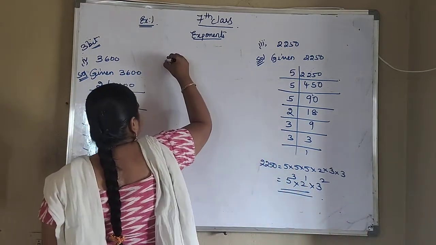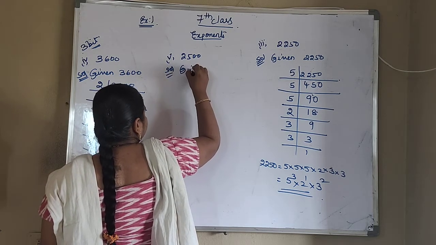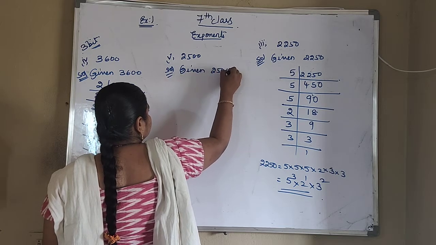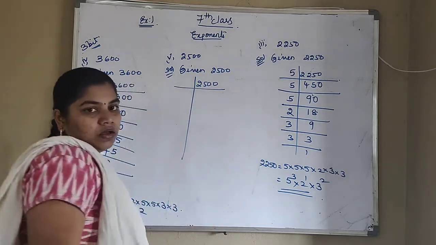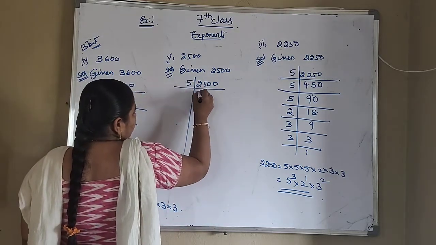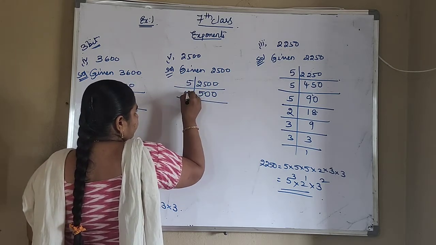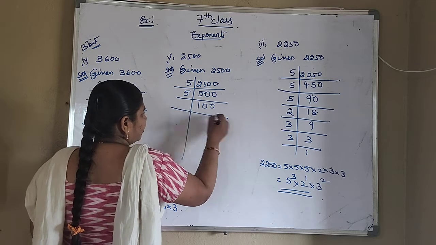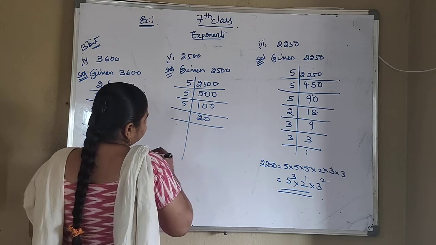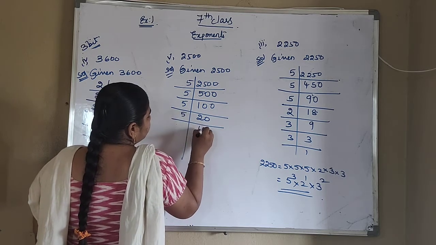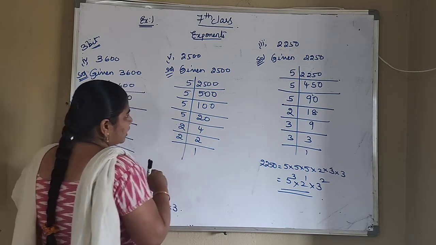That is fifth one, 2500. So for this also we have to find the same thing. It will go in 5 table. Okay, so 5 5s are 25, 5 zeros are 0, 5 zeros are 0. Again in 5 table, 5 hundreds are 500. So 5 20s is 100. 5 4s is 20. 2 2s is 4. 2 1s is 2.